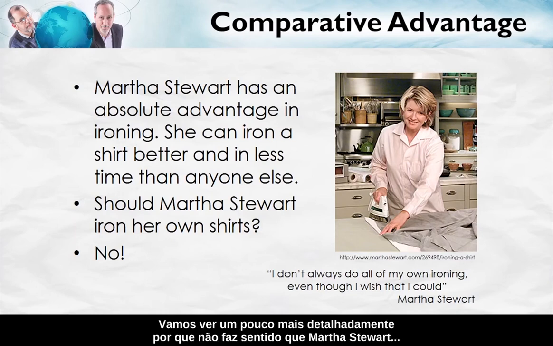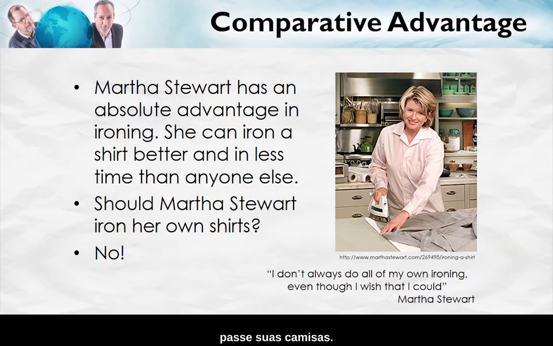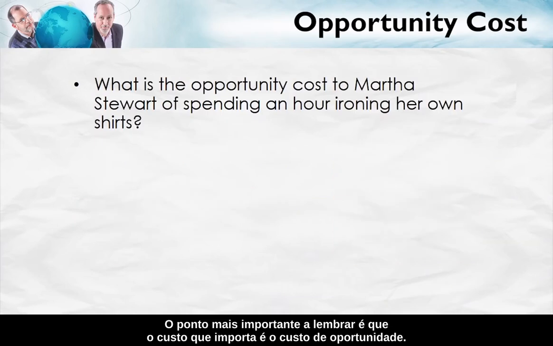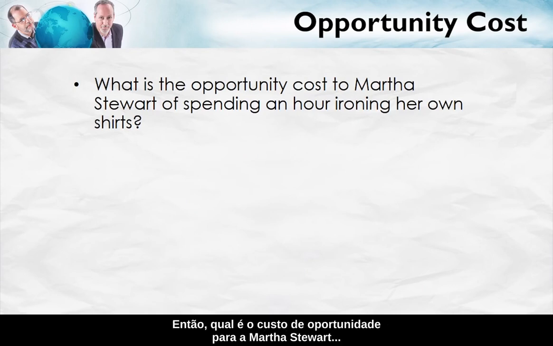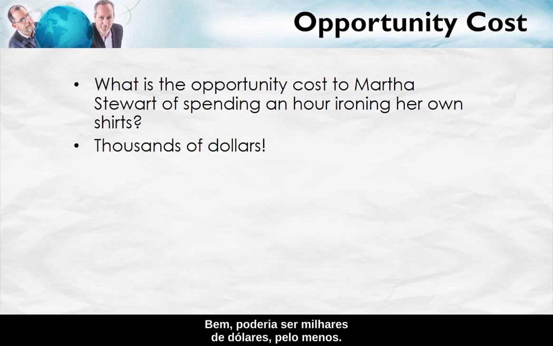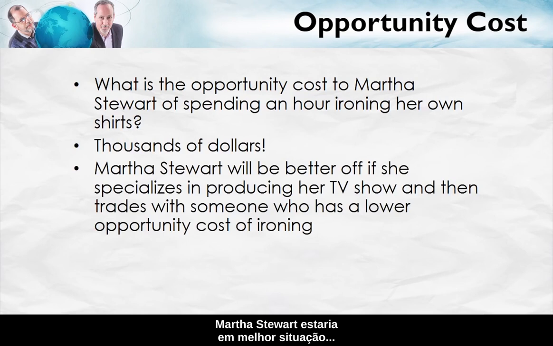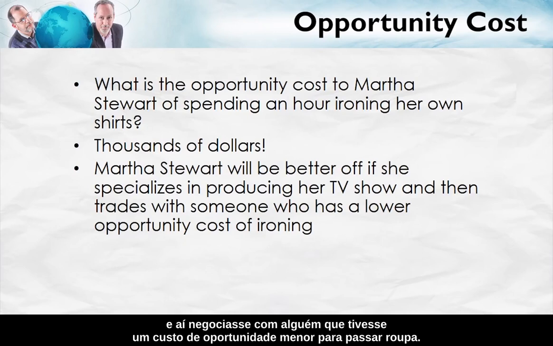Let's take a little bit more detail about why it doesn't make sense for Martha Stewart to iron her own shirts. The most important point to remember is that the important cost is opportunity cost. So what is the opportunity cost to Martha Stewart of spending an hour ironing her own shirts? Well, it could be thousands of dollars, at least. Martha Stewart will be better off if she specializes in producing her television show and then she trades with someone else who has a lower opportunity cost of ironing.